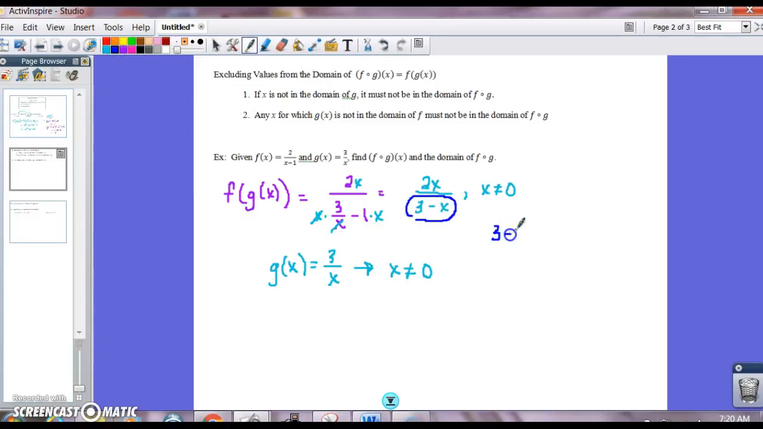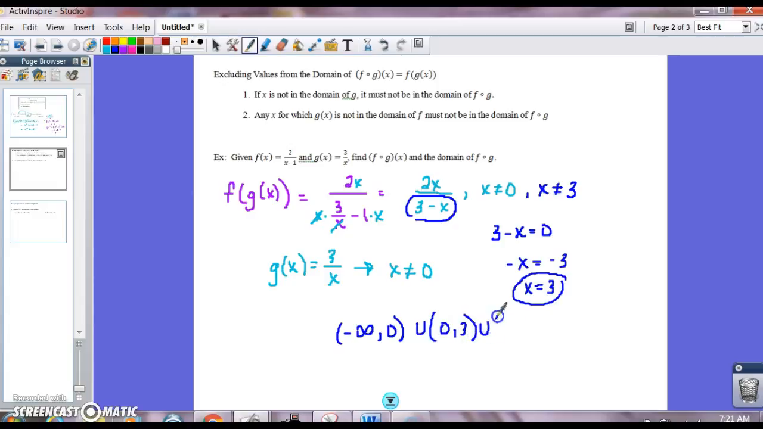Look at that denominator. And when we solve that, we get x is 3. So x can't equal 0 and x cannot equal 3. If I'm writing that in interval notation, then I'm going to say, well, from negative infinity to 0, union 0 to 3, union 3 to infinity. So once again, when you are excluding values from your domain, look at the function g of x first.